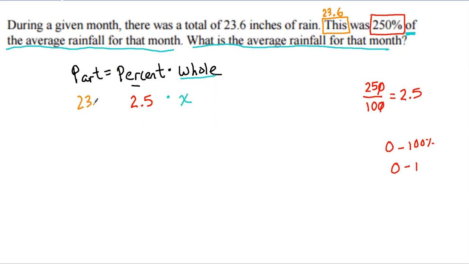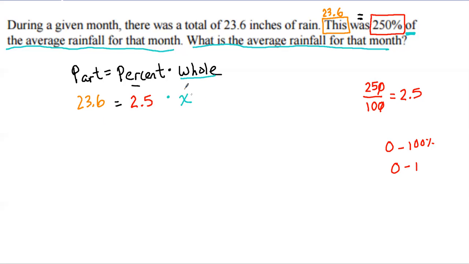And another thing to point out here is that if you just think of this sentence right here, this was 250% of the average rainfall for that month. I talked about the word "is" kind of meaning equals. Well, "was" is in that same category. So anytime you see the word "is" or the word "was," in terms of math symbols, you want to be thinking of equality. 23.6 was or is equal to 250% of what value for my average rainfall. So now I got my equation set up. 23.6 equals 2.5 times what number?